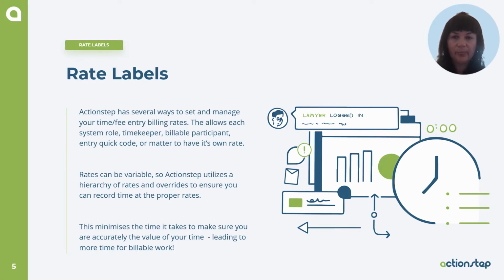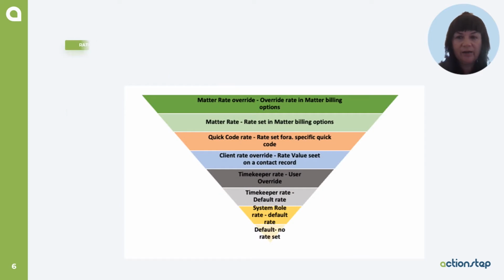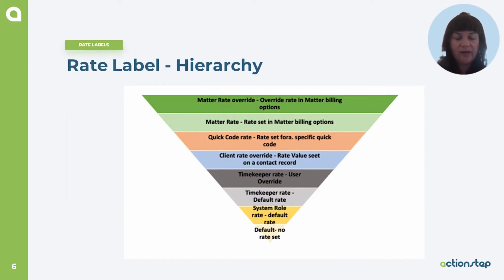This here is the hierarchy of rate labels, and it goes through the highest through to the least important. So this is a really good slide for you to keep and look at when setting rate labels so you understand which one overrides another.